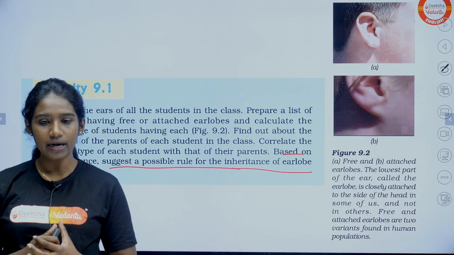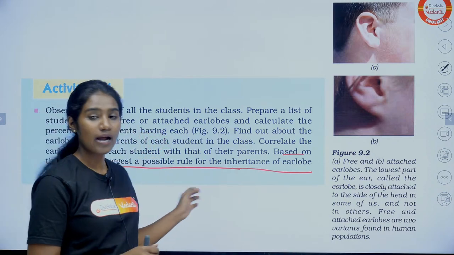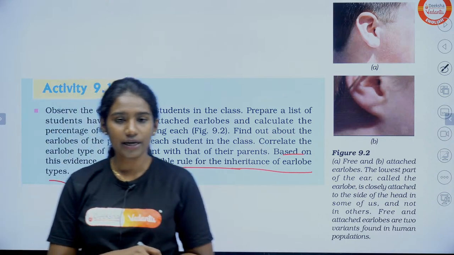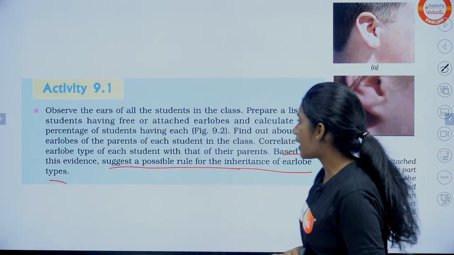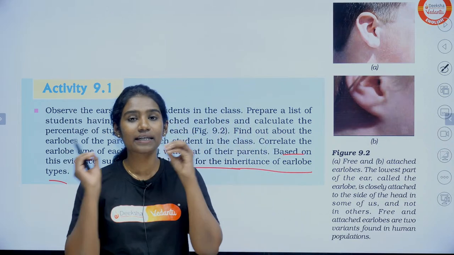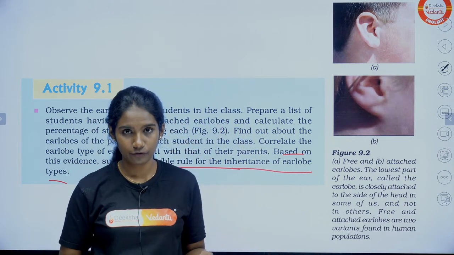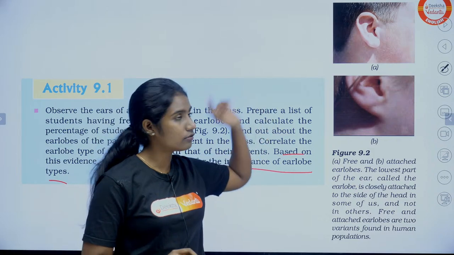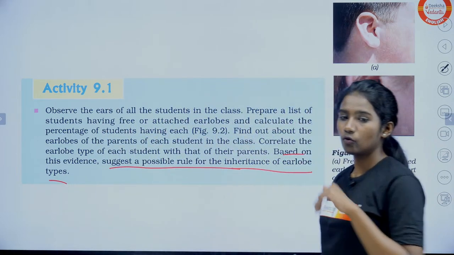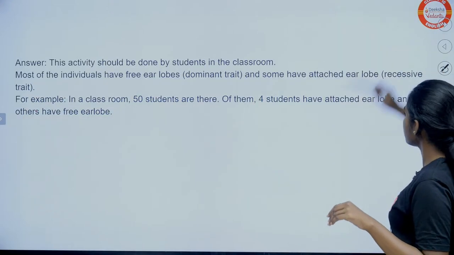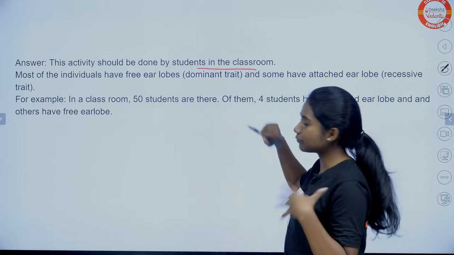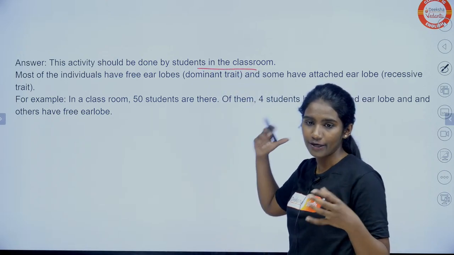I have already shown, right? I have crossed it and I showed you what happens. Okay. So, now what happens is that the free earlobe is always dominant whereas the attached earlobe is recessive. That's why mostly you get to see free earlobes, whereas the attached one is very less. Okay. See, this activity should be done by students in the classroom. You should find out.